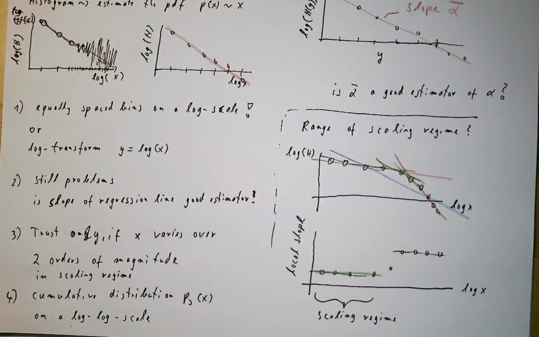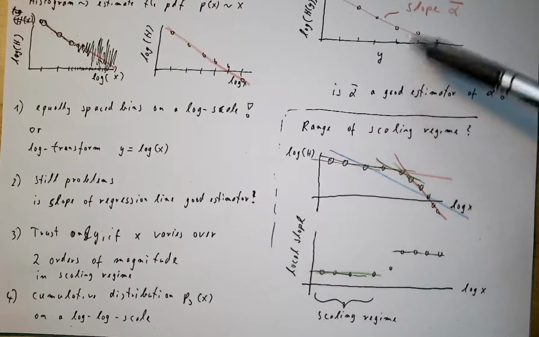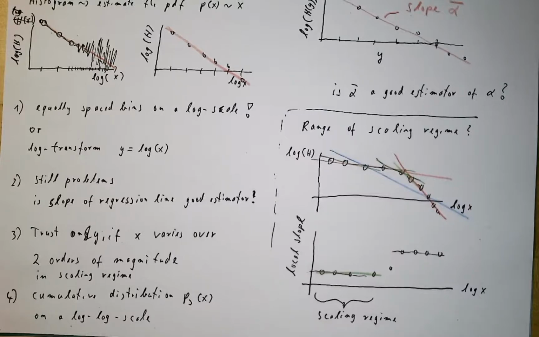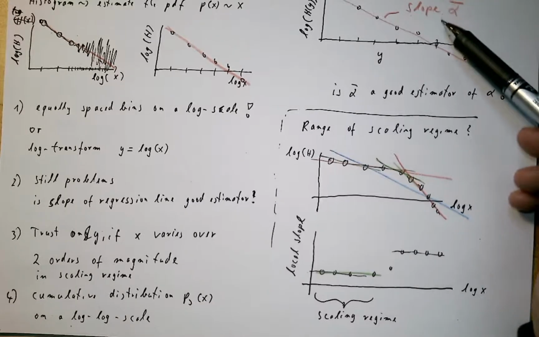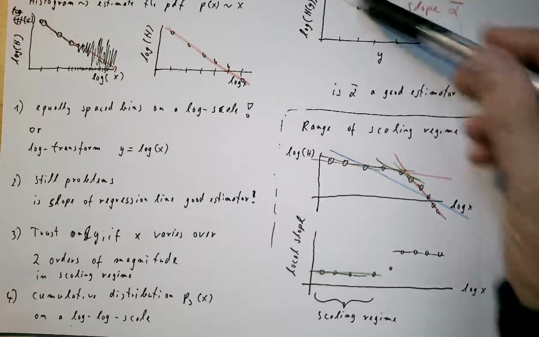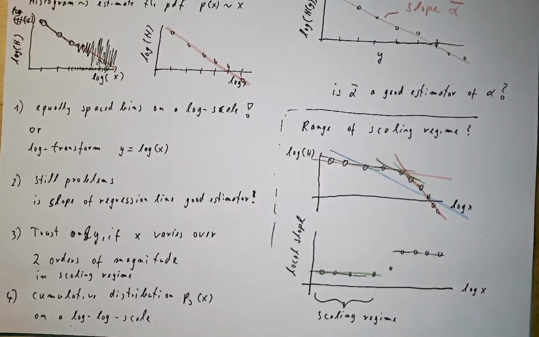Okay, so that is my approach to analyzing power laws in data: take care of these rules, and you are kind of on the safe side. But in order to estimate the slope, there is something better than taking the straight line, and this I will show you.